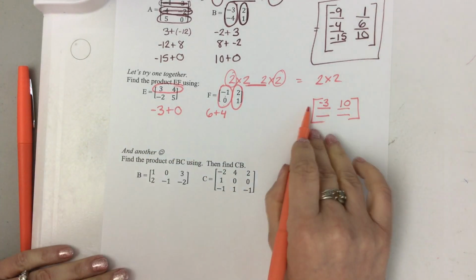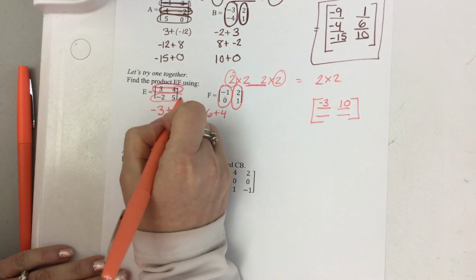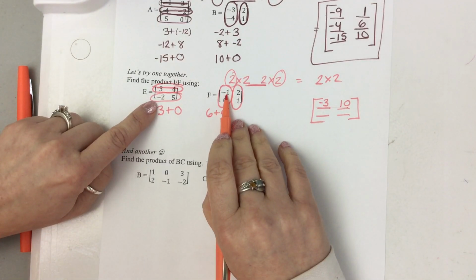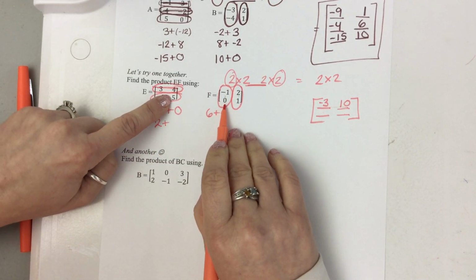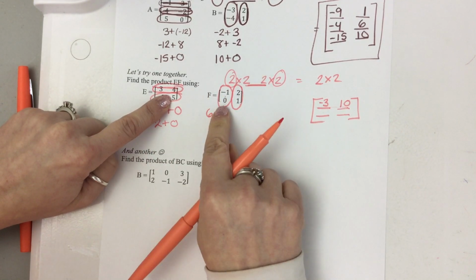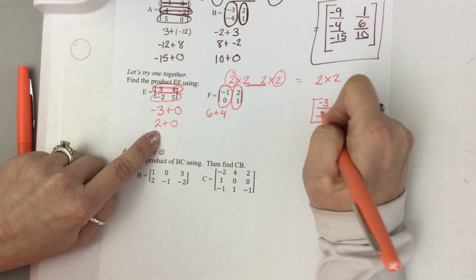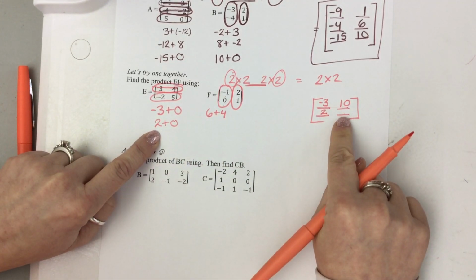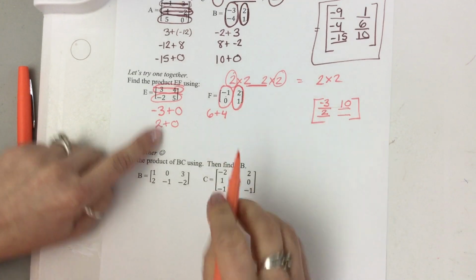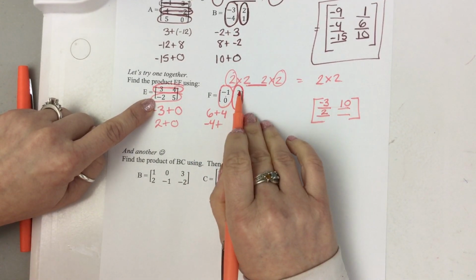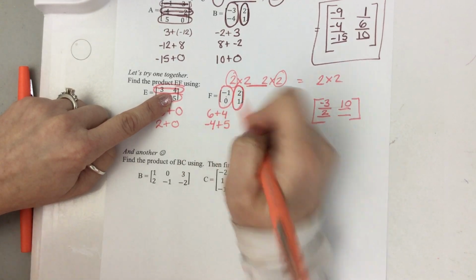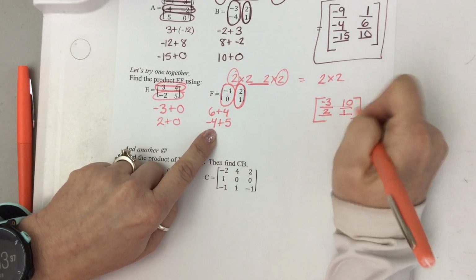Okay, now I'm done with the top row, so in E I go to the second row. Negative 2 times negative 1 is positive 2, plus, shift over, shift down. 5 times 0 is 0. 2 plus 0 is 2. Last number, it's second row, second column. Negative 2 times 2 is negative 4, plus 5 times 1 is 5. Negative 4 plus 5 is 1.